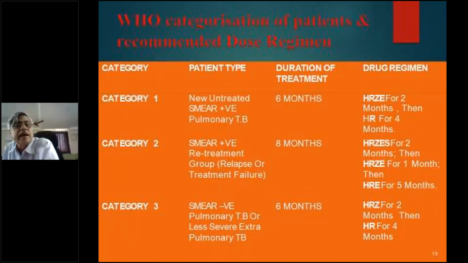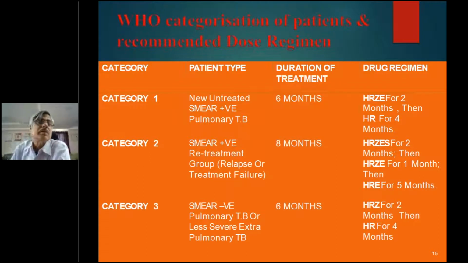This is category 1, and then category 2, 3 like this. So in category 1, I told you the intensive phase is for 2 months, the continuation phase is 4 months. That is a total duration of 6 months. Category 2 is smear positive retreatment cases: relapse, treatment failure, and default all come under category 2.